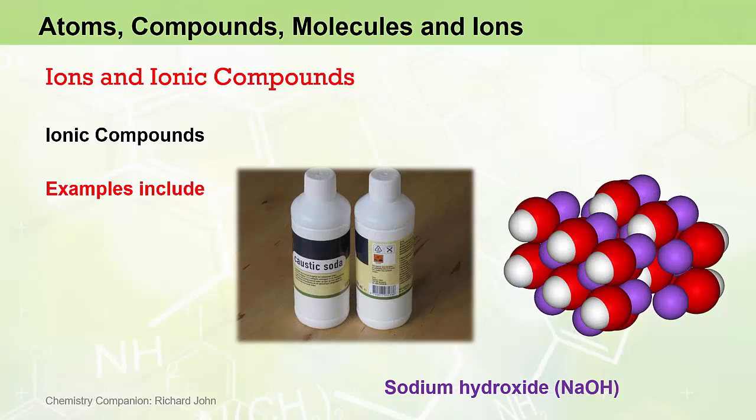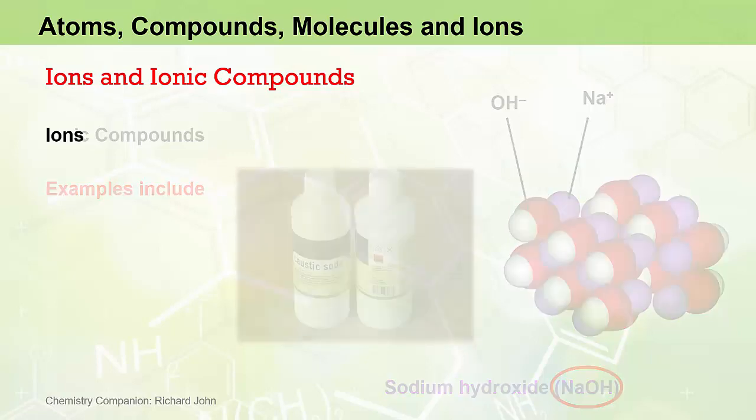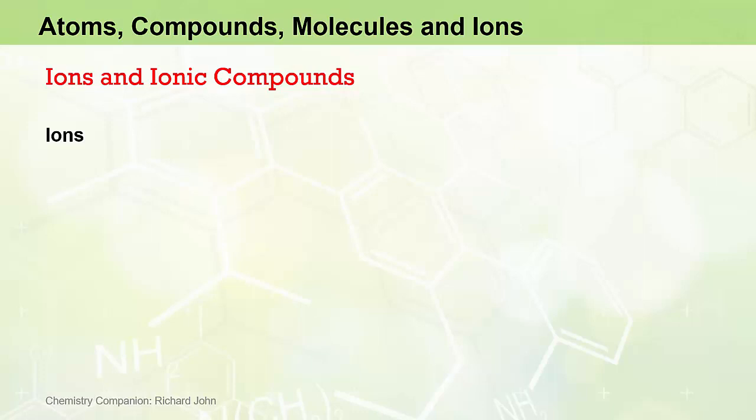In this example, we can see that the metal sodium cations are combined with anions formed from a group of nonmetals, namely the hydroxide ion OH- consisting of oxygen and hydrogen atoms bonded together and with a net electrical charge of -1, with the overall formula being NaOH. So let's take a closer look at ions that make up ionic compounds.